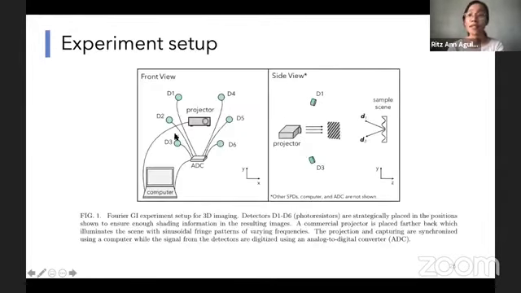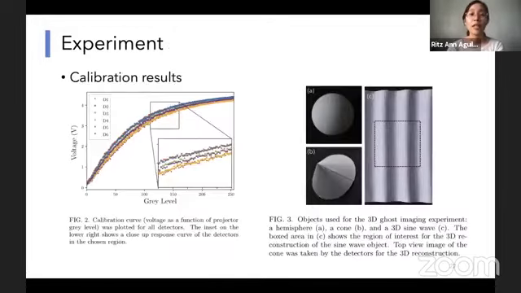So this is the built experimental setup for 3D computational ghost imaging. We have 6 LDRs here. You only need at least three to collect signals from a sample scene. For the calibration part, as you can see here, these are the calibration curves collected by our system for the 6 single pixel detectors.